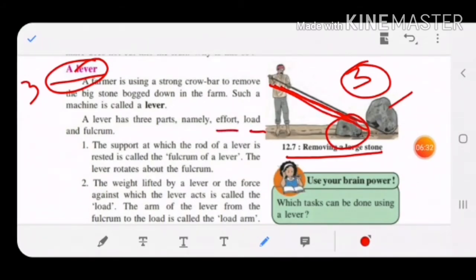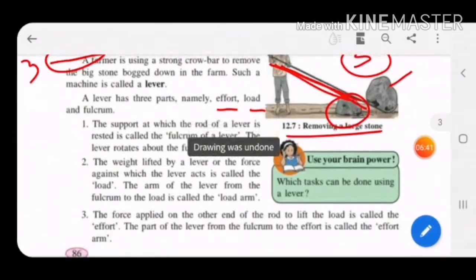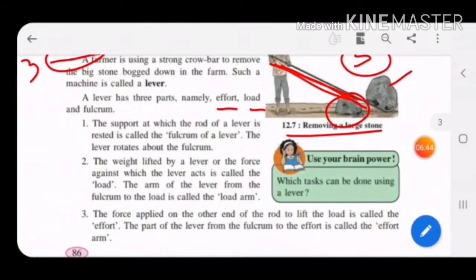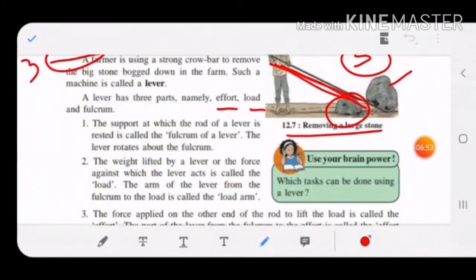So a lever is made up of three parts. First one is effort, second one is load, and third one is the fulcrum. Now let us see which part is called an effort, which one is called a load, and which one is a fulcrum. So pay attention, children. The support at which the rod of a lever is rested is called the fulcrum of a lever. Children, the rod is rested. Can you see, children? It is very difficult for this farmer to move this big stone. For that he has used this crowbar and he has rested it on this smaller stone. His rod is rested on this smaller stone. So this is giving support. This smaller stone is supporting this rod. So this part is called a fulcrum.